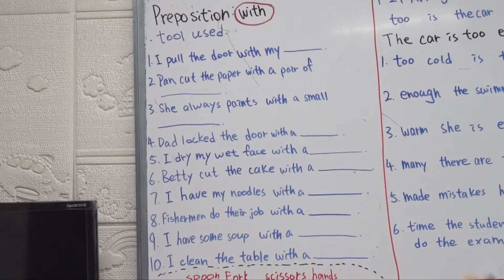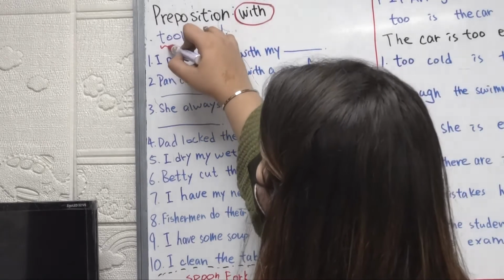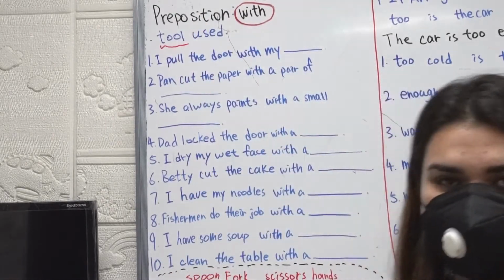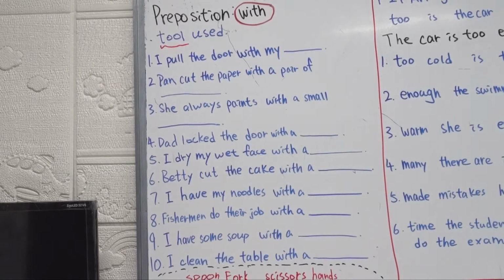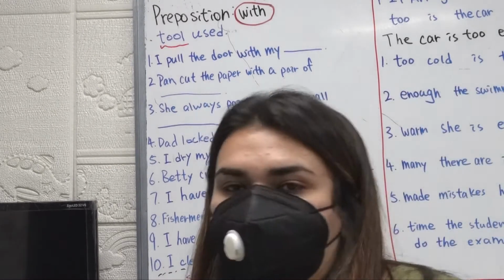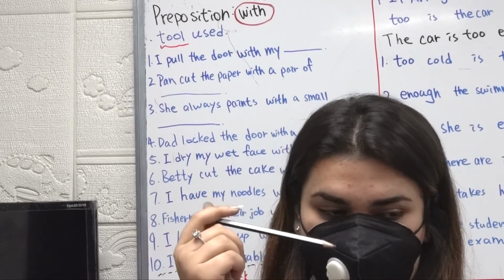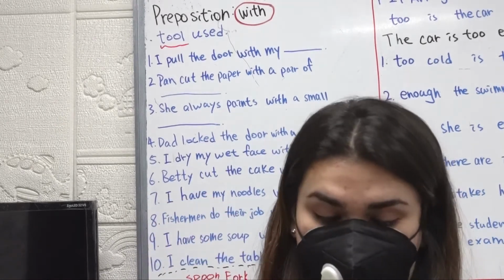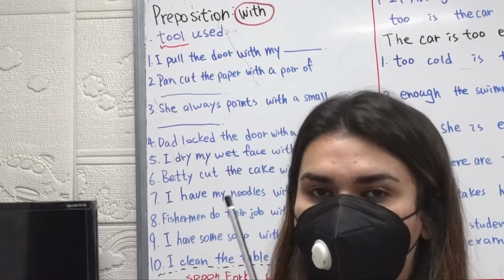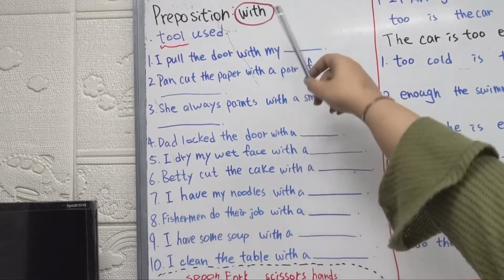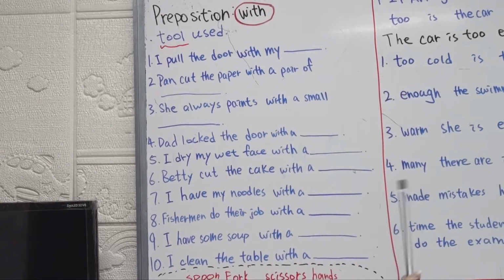A tool use. So basically why do you use tools? To do something, right? For example, why do we use a pencil? To write, right? So that's a tool. So I write with my pencil. So this is the definition of using with. We use with to indicate the tool used, all right?